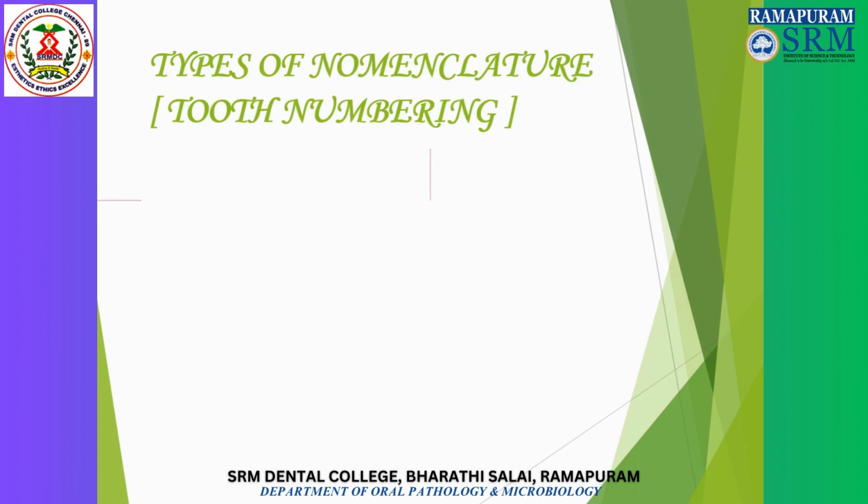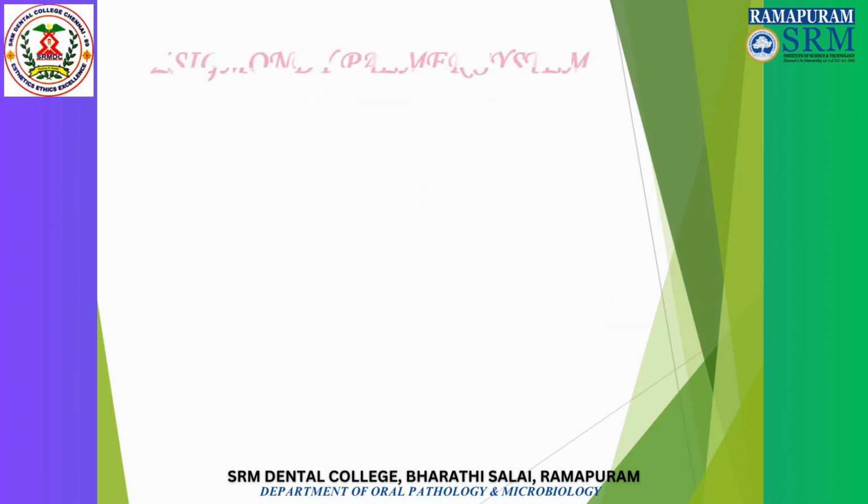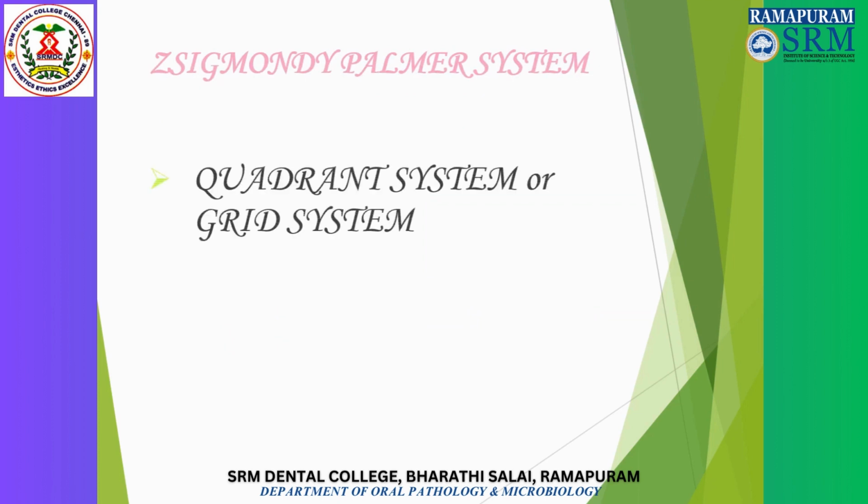Coming on to the types of tooth numbering systems, there have been several tooth numbering systems designated for easy referral and identification of teeth and for usage benefits. The main numbering systems are the Zsigmondy-Palmer system, the Universal system, and the FDI, Federation Dentaire Internationale, system. These three are the most commonly used numbering systems for both the deciduous as well as the permanent teeth. So first we will see the Zsigmondy-Palmer system.